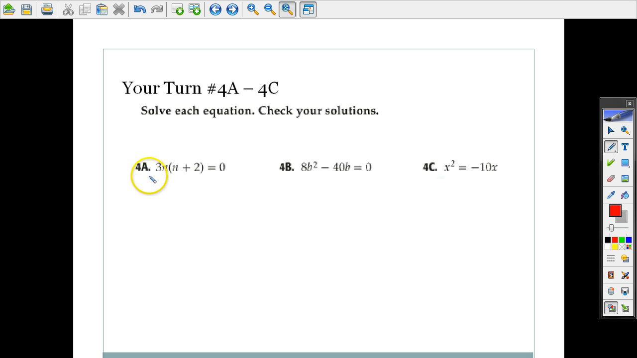Okay, here's your turn for A, B, and C. Go ahead and solve for your variable. So remember, there's either or. So you need to solve for 3n equals 0 or n plus 2 equals 0 and get two answers. You can factor it and make it look like two terms whose product equals 0. If it's not already equal to 0, you can move that and say x squared plus 10x equals 0 and solve.